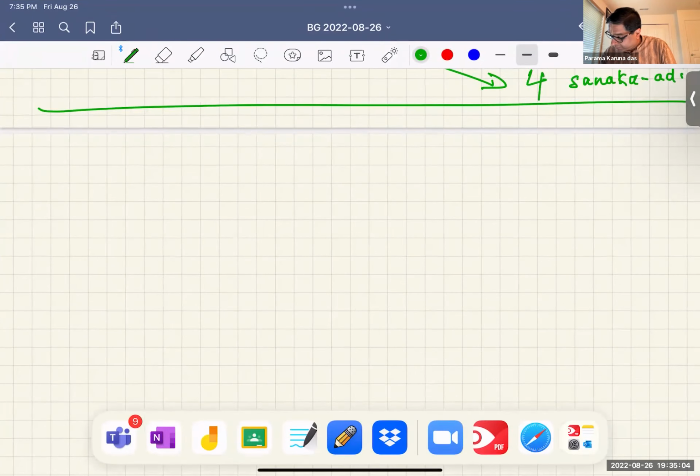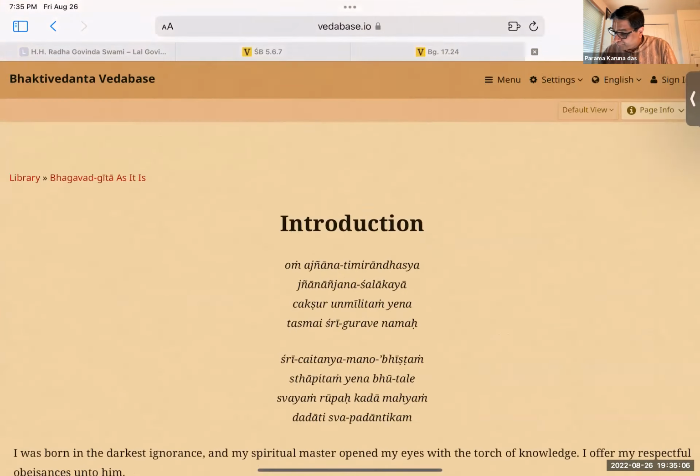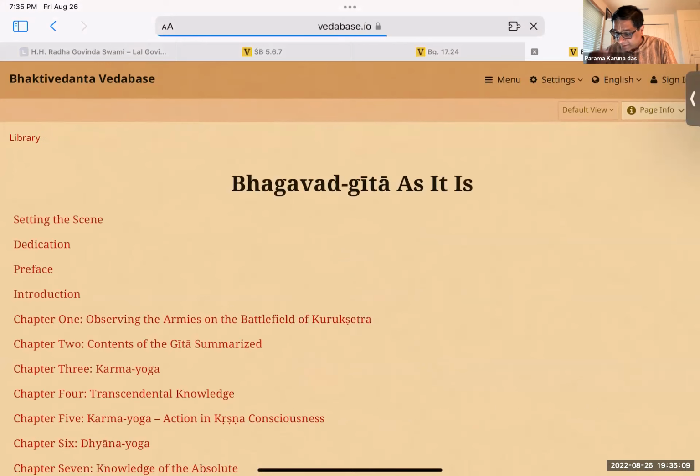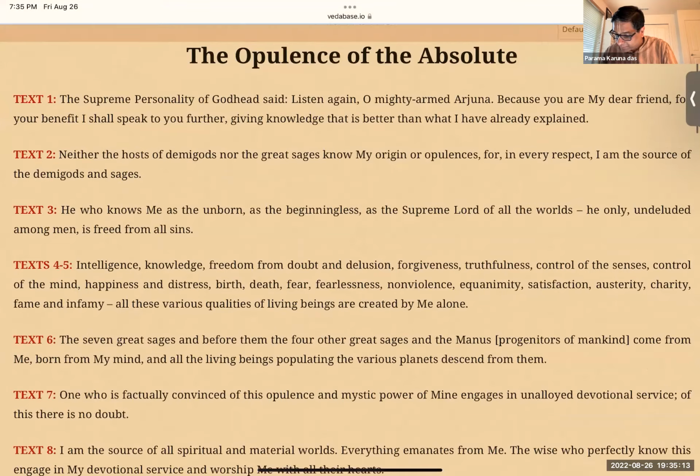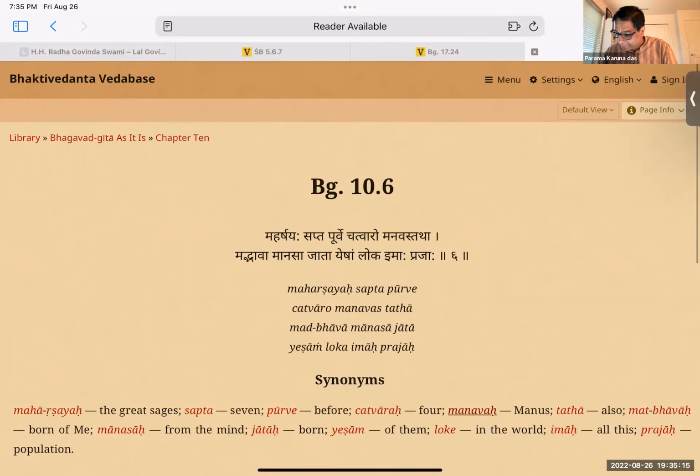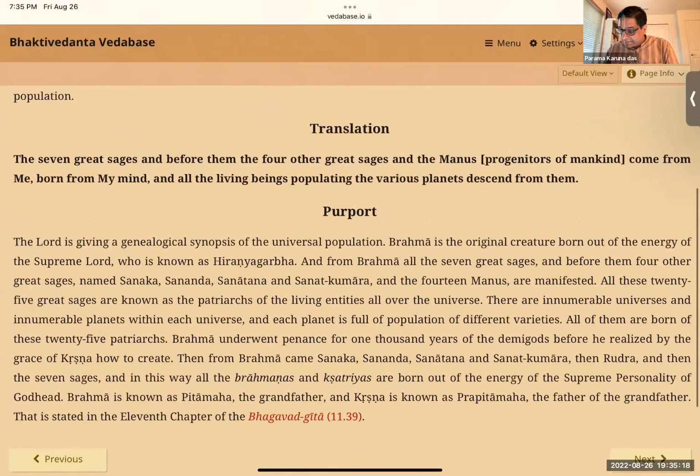10.6, where is Bhagavad Gita? So that's why we need the Acharya's commentaries. So I'm going to refer here to 10.6 commentary by Srila Prabhupada. So as you can see here, this is the same verse.